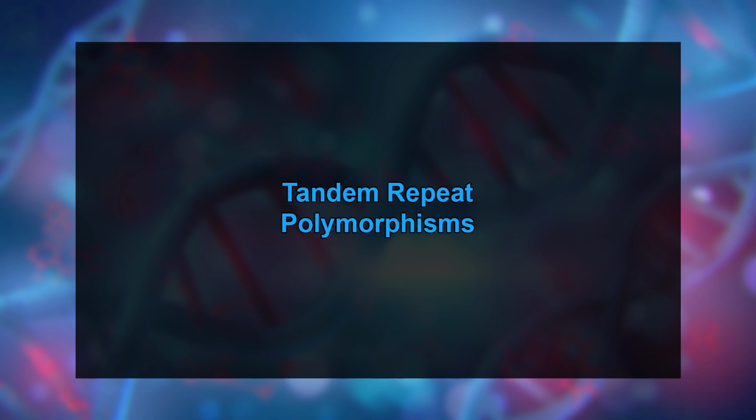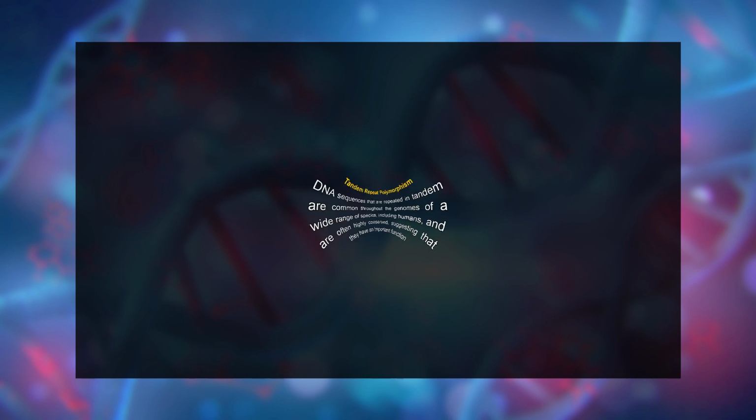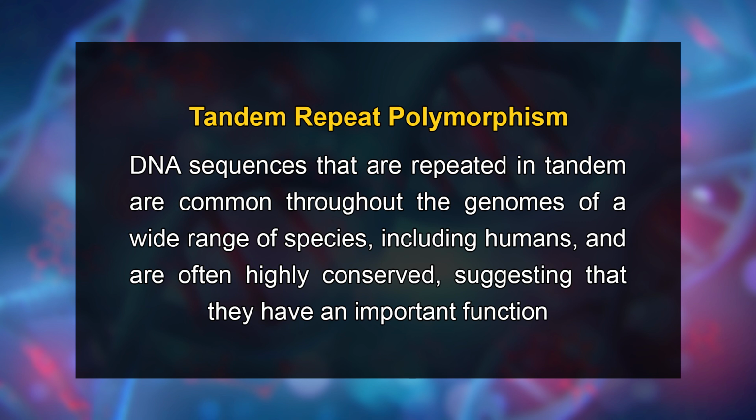The first one is tandem repeat polymorphism. DNA sequences that are repeated in tandem are common throughout the genomes of a wide range of species, including humans, and are often highly conserved, suggesting that they have an important function. Most research on tandem repeats has focused on those in the human genome, such as microsatellites, used as genetic markers and as repeat expansion mutations causing dominant or recessive disorders with Mendelian inheritance patterns.